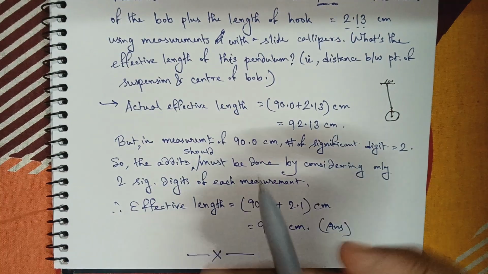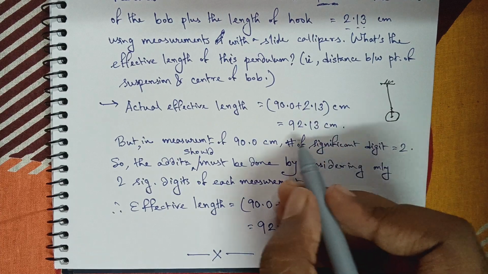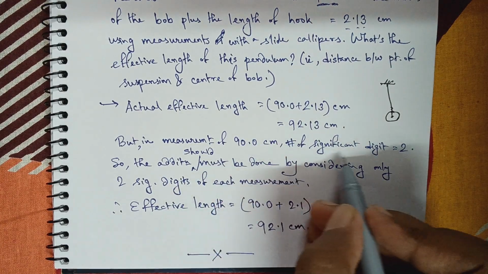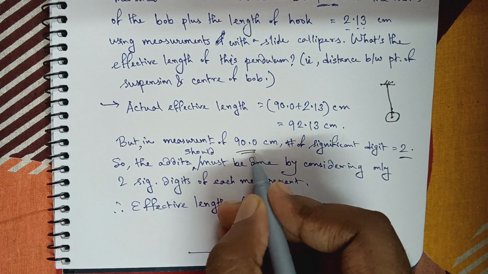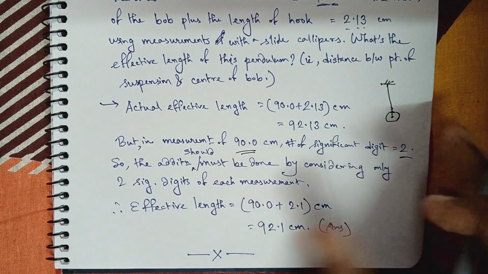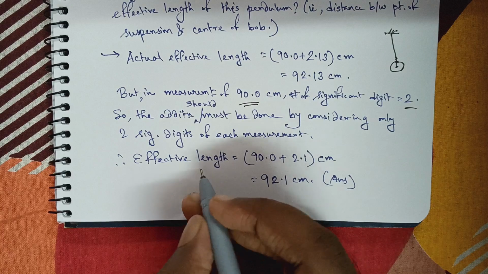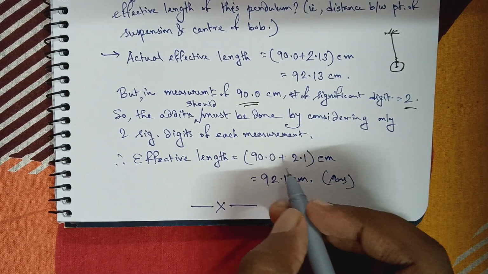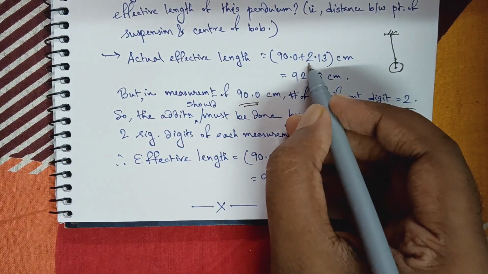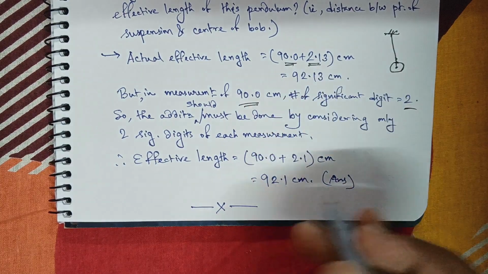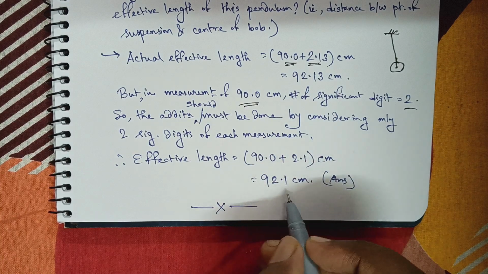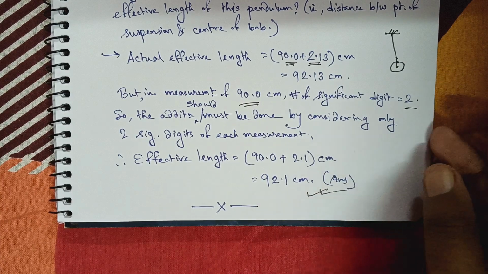Now the actual effective length is equal to 90.0 plus 2.13 centimeter, which is 92.13 centimeter, but in the measurement of 90.0 centimeter, the number of significant digits was 3. From here you can see that. So the addition must be done by considering only the precision of the least precise measurement. Thereby we get the effective length is equal to 90.0 plus 2.1 centimeter, which is 92.1 centimeter. This is the answer for this question.